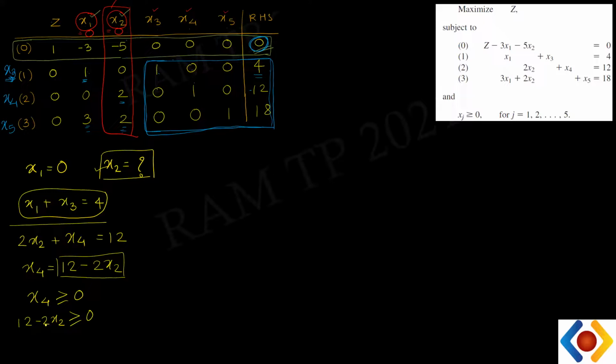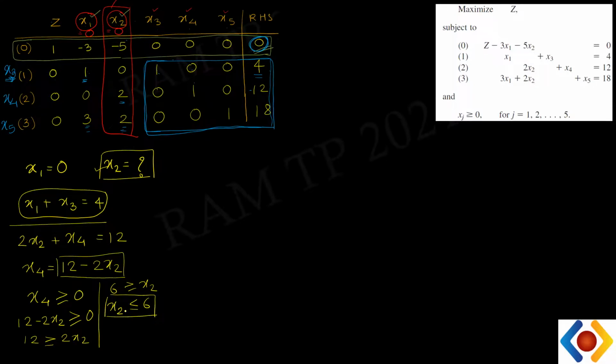Now if I solve this, I am adding 2x2 on both sides. I will end up getting 12 is greater than or equal to 2x2, right? And if I now divide both sides by 2, what am I going to get? 6 is greater than or equal to x2. I'll just write x2 on the left hand side to make it easy. So can I now say x2 has to be less than or equal to 6? Do you all understand this step? So this is giving me a kind of limitation. I can't increase x2 to any value. x2 has to be less than or equal to 6.